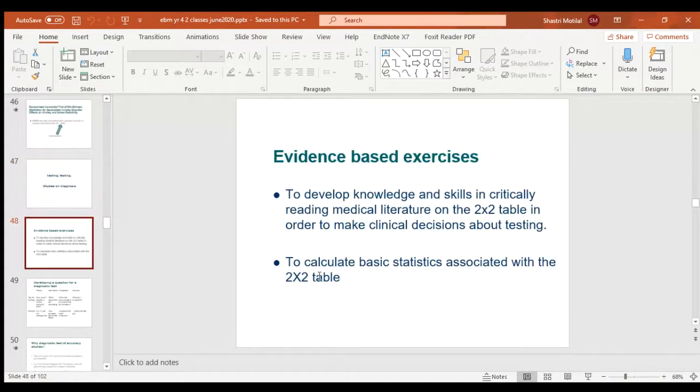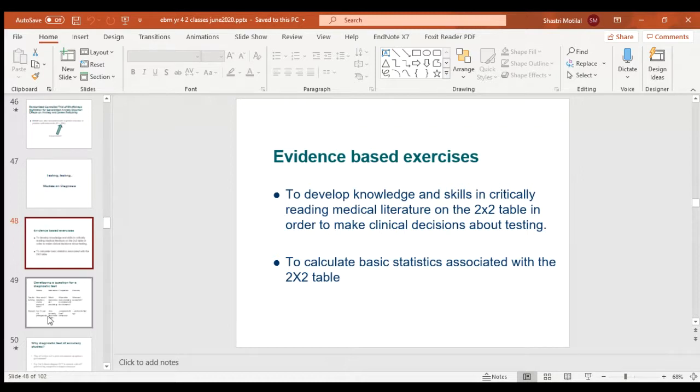So what we'll talk about, the main thing I want you all to get from this, is that when we talk about diagnosis, we look at this thing called the 2x2 table, which is a table used in diagnostic studies, and you will be able to do the basic calculations that originate from this table. So what do diagnostic studies tell us?